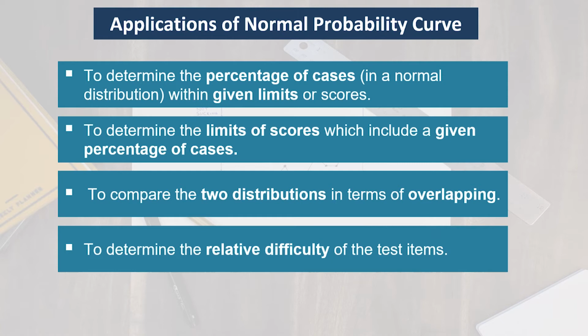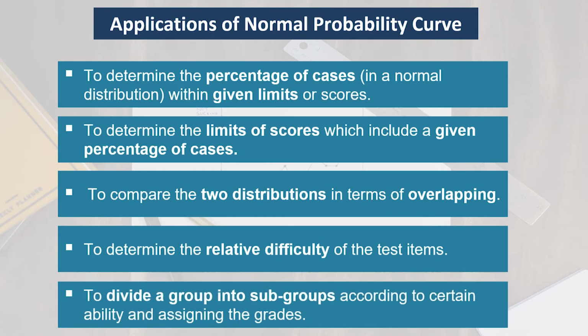You will find that in a test we take many items, many questions. So how do we know which item is difficult, and how much? If 2 or 3 items are there, which item is more difficult? To compare 2 items, I will ask how difficult each is. Such questions can be answered when we use the fourth application of the normal probability curve, that is, to determine the relative difficulty of the test items.